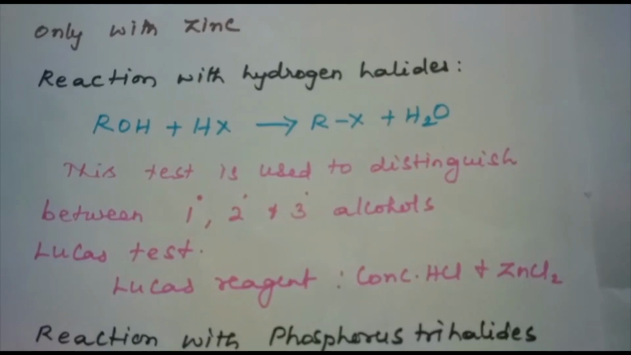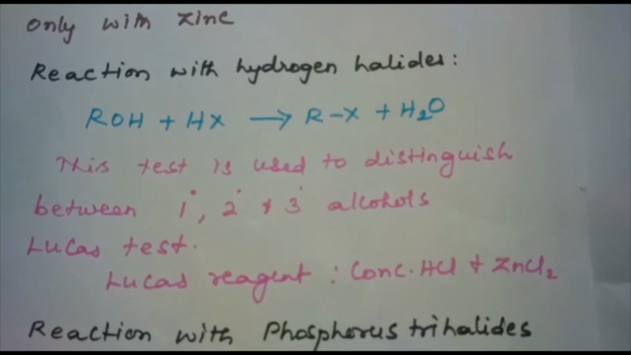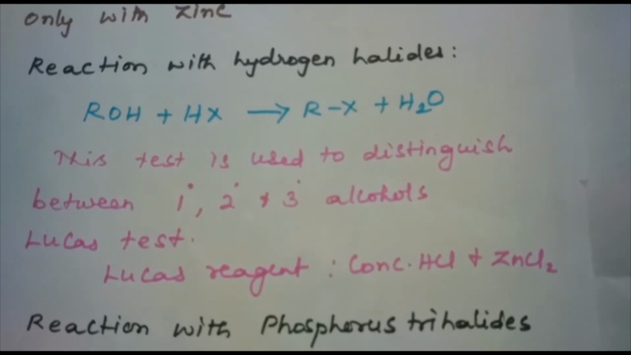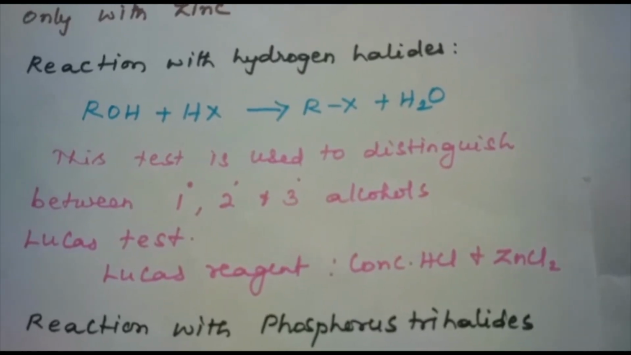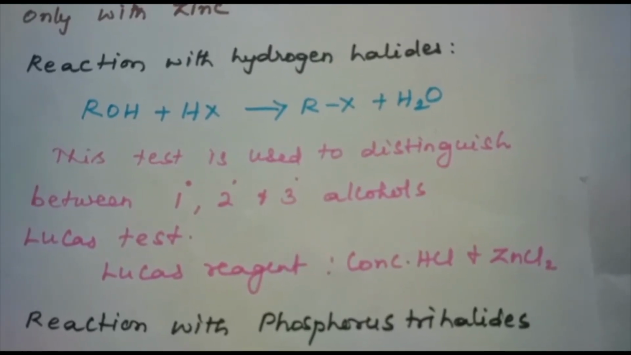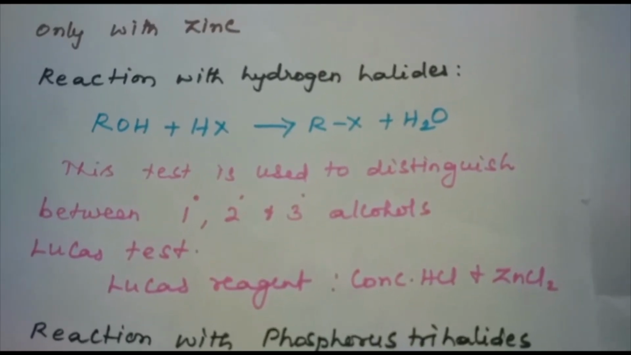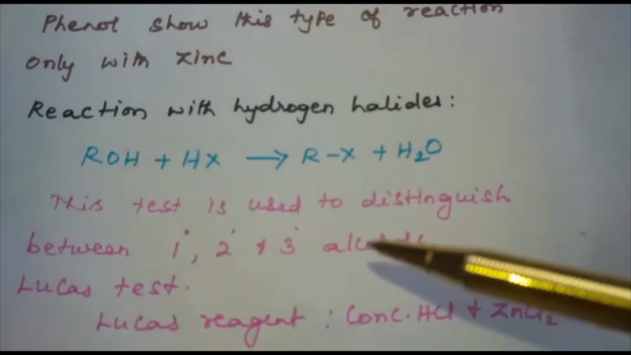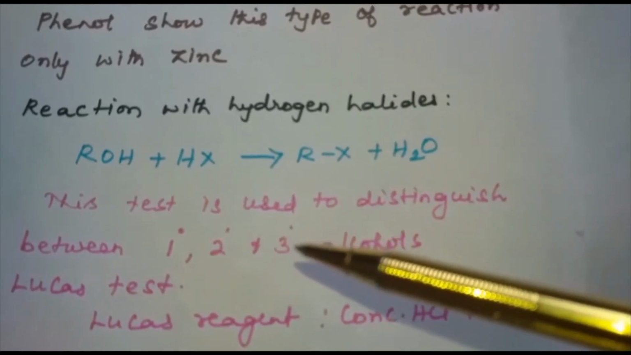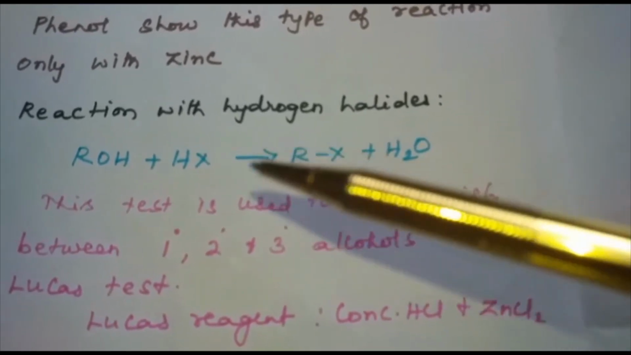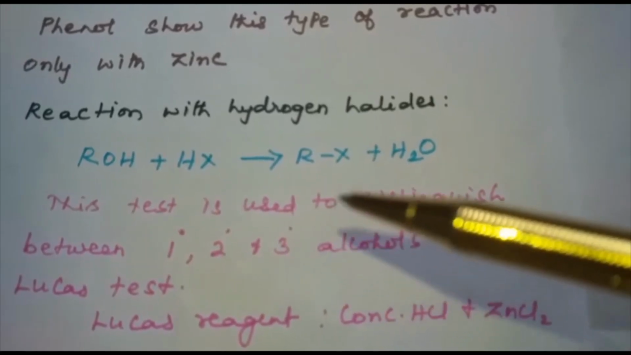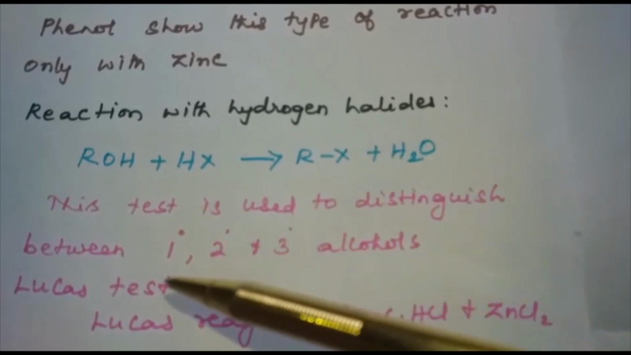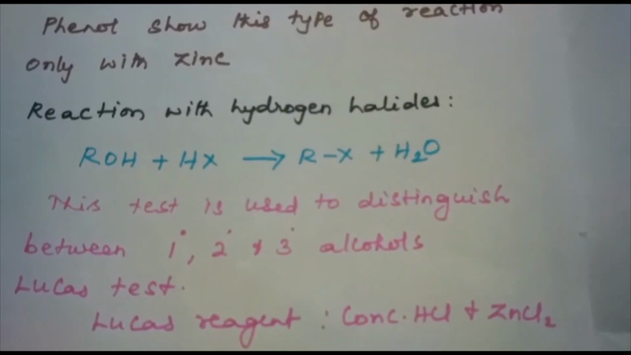That is the primary alcohol, secondary alcohol and tertiary alcohols. Alcohols are soluble in Lucas reagent, that is concentrated HCl and ZnCl2, while their halides are immiscible and they produce turbidity in solution. This is how the test distinguishes between primary, secondary and tertiary alcohols. Tertiary alcohols form turbidity immediately once the Lucas reagent is added, whereas secondary alcohols form turbidity at room temperature and primary alcohols form turbidity above room temperature.